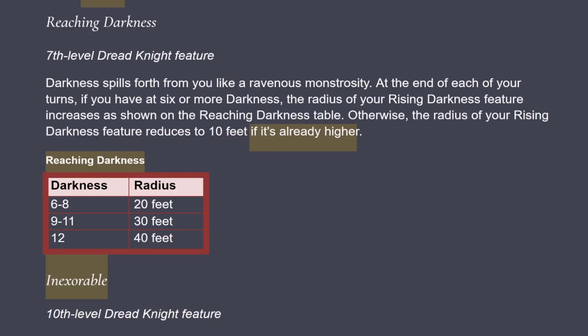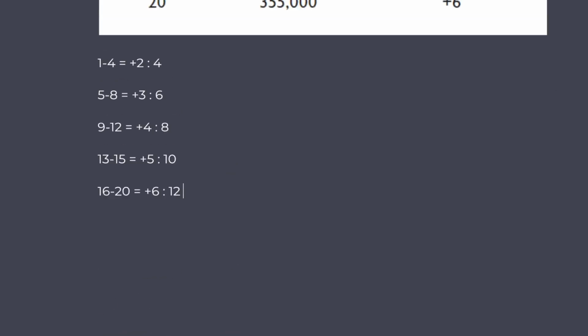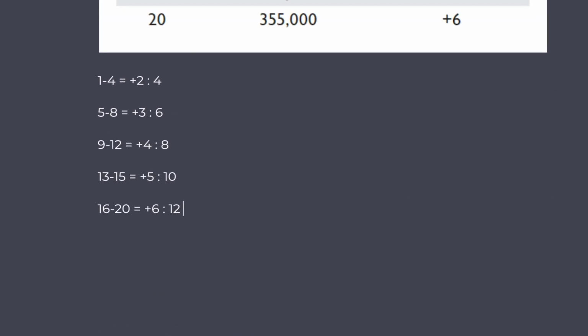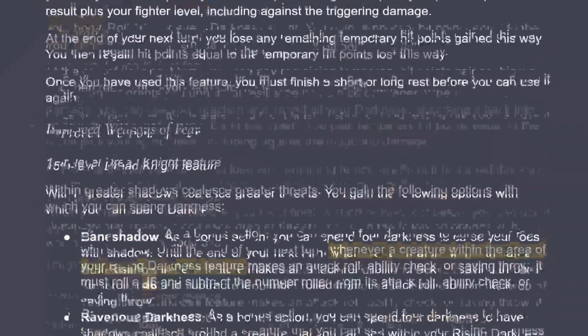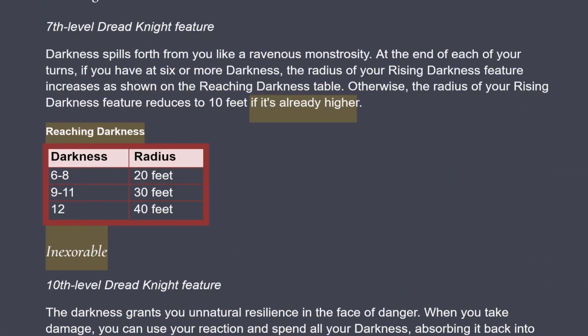You've got to consider too, even if I give it to you at level 7, you don't have that much darkness at level 7, right? At level 7, you still only have 6 darkness max. You have to be level 9 before you get to 8, and level 13 before you get to 10 max. So it can be easy to forget when you're looking at the chart that 6 to 8, 9 to 11, that's the number of darkness points you need to have built up, not your level. You actually can't get a 30-foot radius until you're at least level 13.